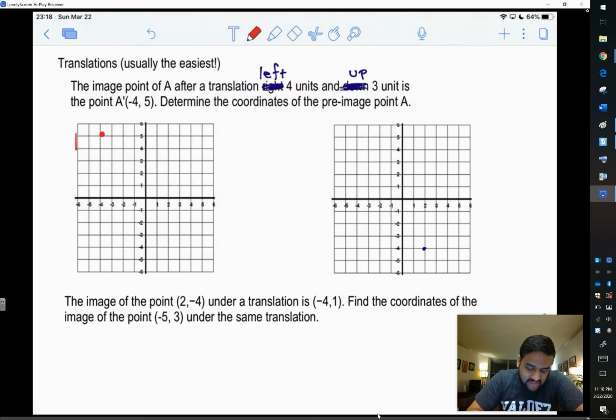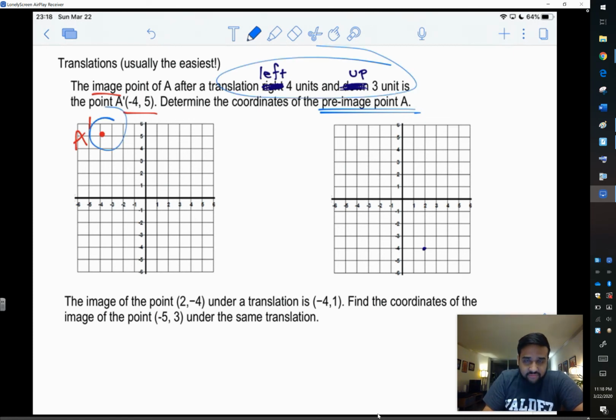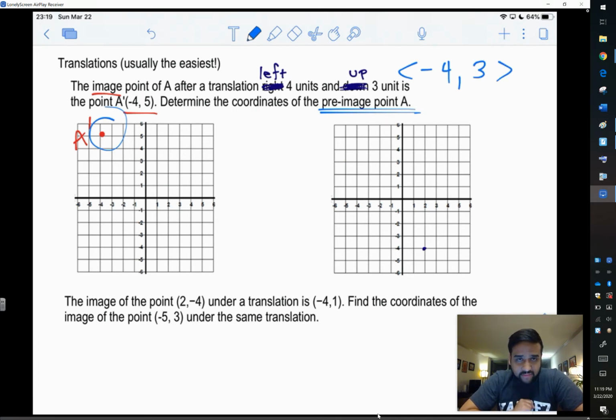Keep in mind, this is the image. Our task is to find the pre-image, the original point before it moved. So the translation that created A prime is a translation left 4 and up 3. So getting here required moving through that vector, left 4 and up 3. In component form, that vector would be this, change in x and change in y. That's the vector component form of what's being described in verbal form there in black and blue.